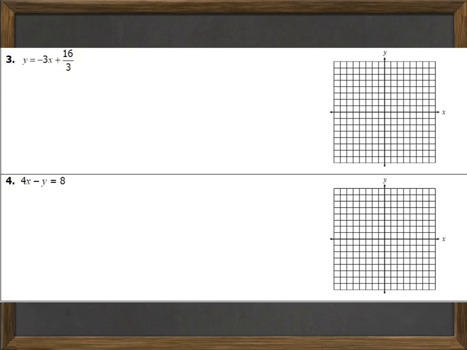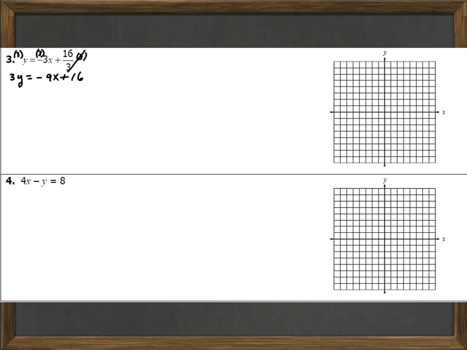So there's a couple more slides, a few more problems. Let's get busy on those real quickly. Okay, this one, probably the easiest thing is going to be to multiply by 3 everywhere, because I've got a fraction in number 3. So I'm going to multiply 3 here, 3 here, and 3 here, and it will cancel there. So I end up with 3y equals negative 9x plus 16.